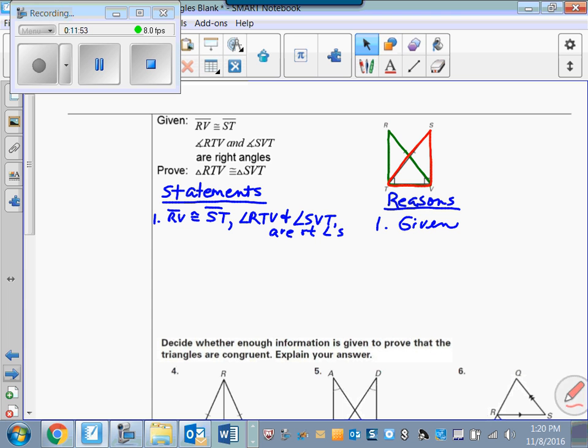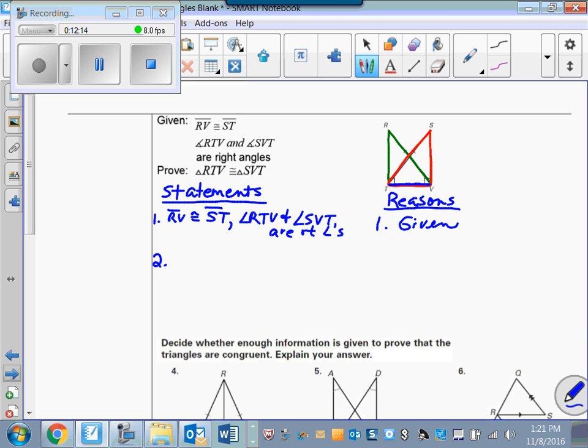So, I got right triangles. I know the hypotenuses are congruent, so it looks to me like all I really need to do is get a set of corresponding legs that are congruent, and I can do that because this leg right here is shared between the two, so I think this is going to be a fairly simple matter.